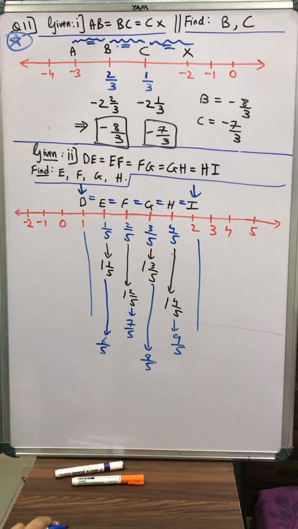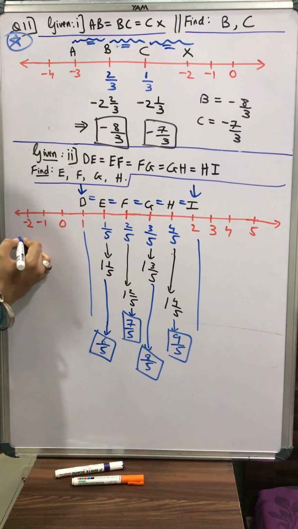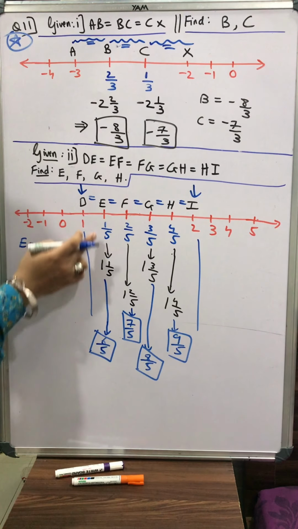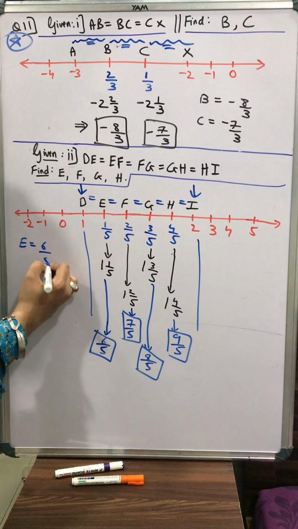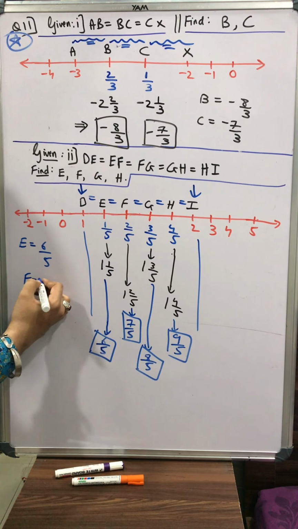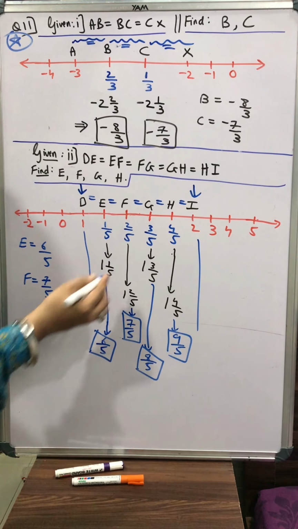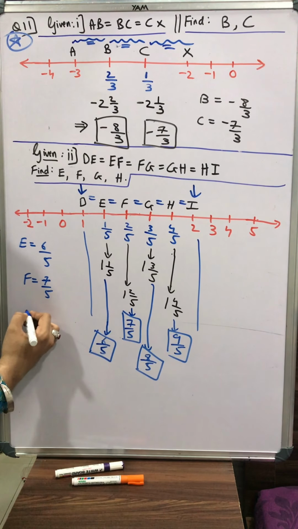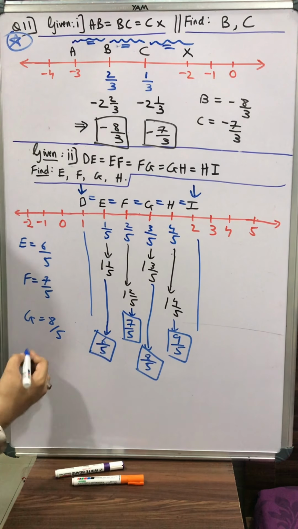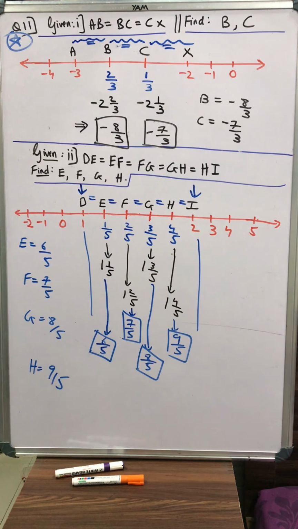Understanding? So students, we got the values. So we can write it over here. Value of E is how much? Value of E is 6 upon 5. Value of F is how much? 7 upon 5. Value of G is 8 upon 5. Value of H is 9 upon 5. So this is our answer, students. Please do it first.